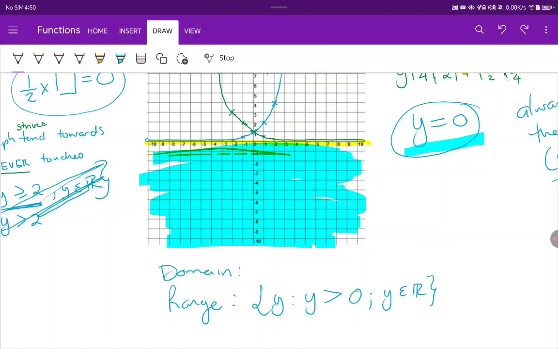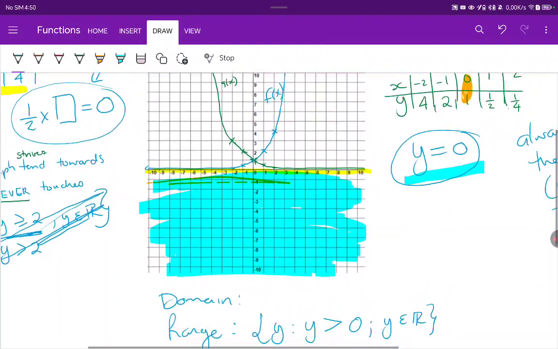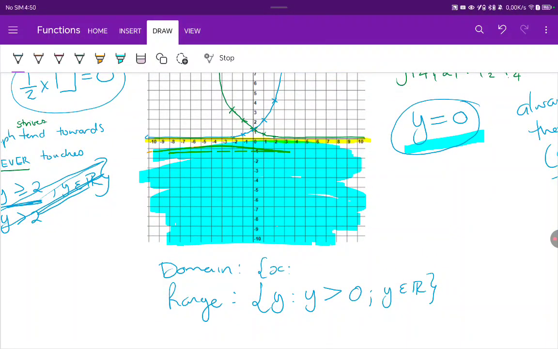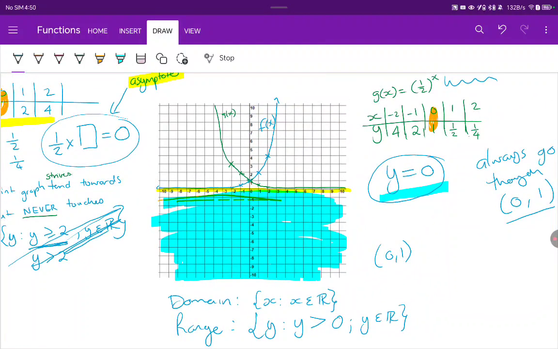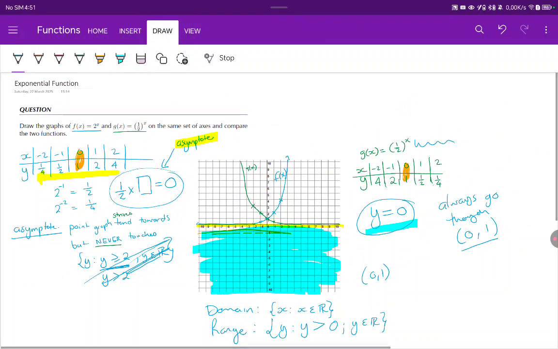And for my domain, x is an element of all real numbers. This applies to both graphs. The other thing that they have in common is the intercept 0, 1. One is a reflection of the other, which is also interesting to see. The line of reflection would be the y-axis, or the line x equals 0. Okay, so that's your basic revision of your exponential function.